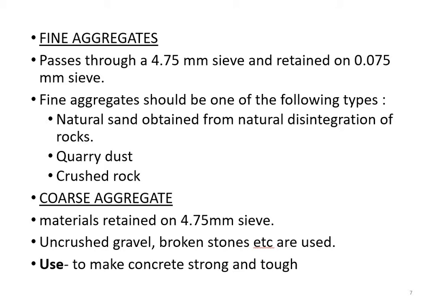Mainly you were using river sand, etc., but since it was stopped, we've been using quarry dust and crushed rocks now. And for coarse aggregate, all the aggregates which are retained on a 4.75 mm sieve are classified as coarse aggregate.